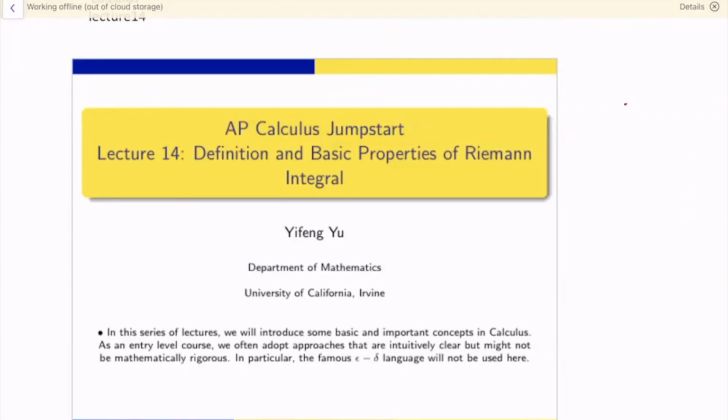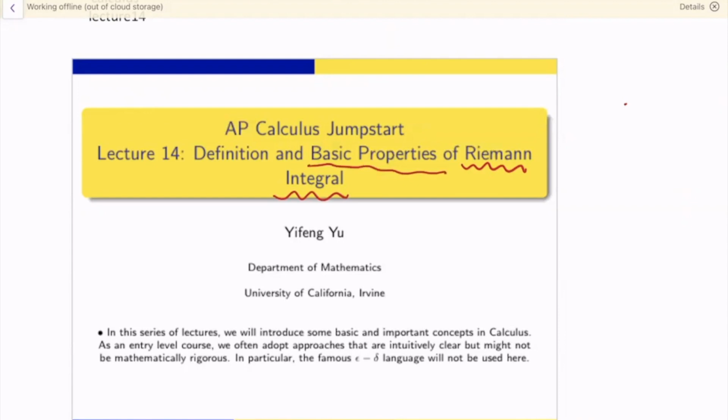In this year's lectures, we introduce some basic and important concepts in calculus. As an entry-level course, we often adopt approaches that are intuitively clear but might not be mathematically rigorous. In particular, we will not use the famous epsilon-delta language. In this lecture, we'll introduce the Riemann integral and some of its basic properties.